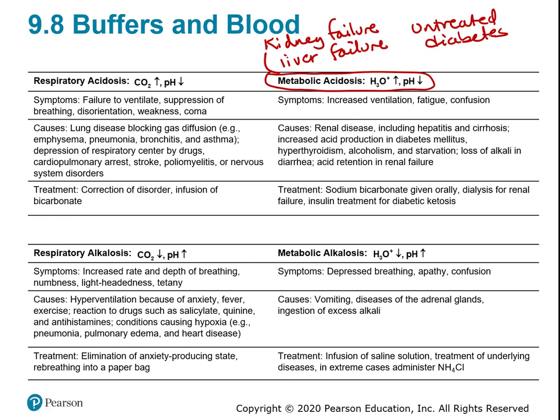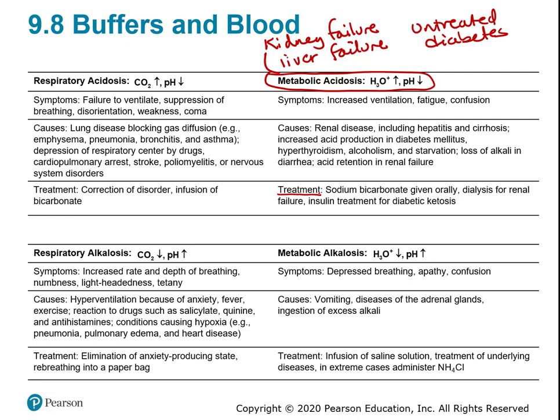So again, notice the treatment for this is the same. They still treat them with bicarb because there's too much acid in the blood. So we're going to give you bicarb. Bicarb is a base. The acid and the base then help to neutralize one another and shift the pH back into balance. But you've also got to treat the problem.